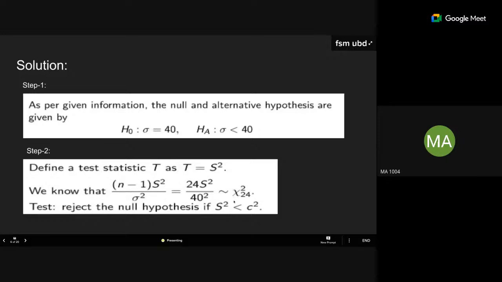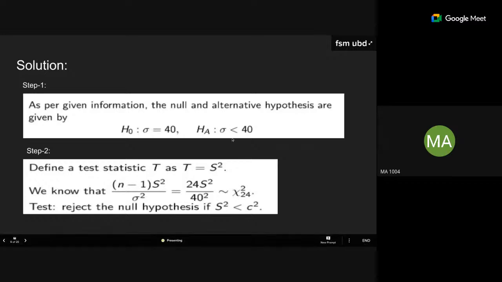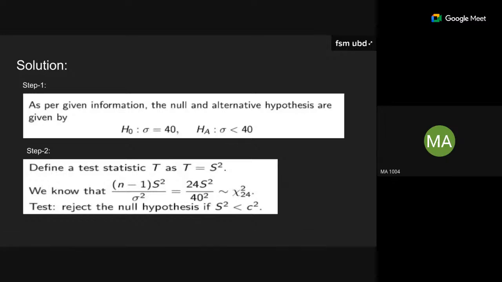If your S square is less than some C square, you know that S square is nowhere near 40, so the alternative will be true and you will eventually reject the null hypothesis. If sigma is greater than 40, you expect your S square should be somewhat greater than some C square. If it is greater, then it is nowhere near sigma equal to 40, so you reject the null and accept the alternative. So for the sign of the test, you don't need to worry. Once you get the alternative, you just use the same sign for your test.